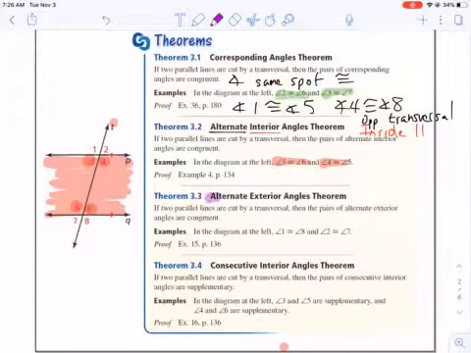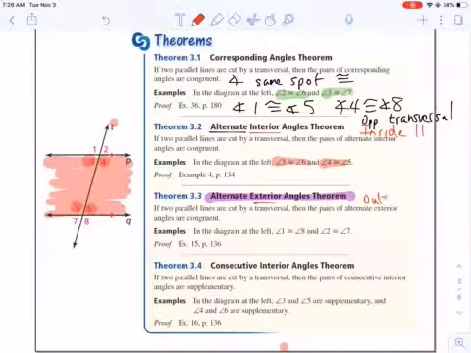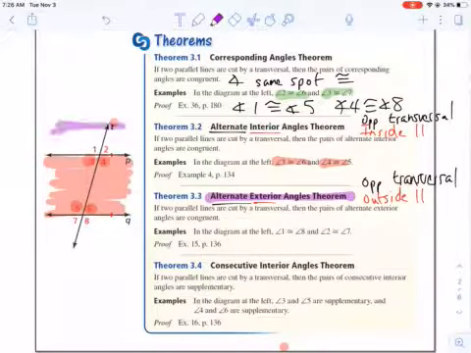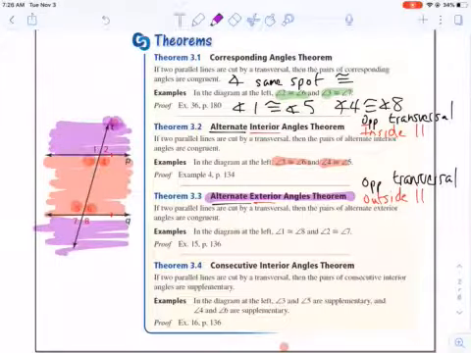Similar to that is the alternate exterior. The alternate means opposite sides of the transversal. Exterior means outside our parallel lines. All right, so here's outside, here's our transversal. So we're looking at 1 and 8, and 2 and 7.